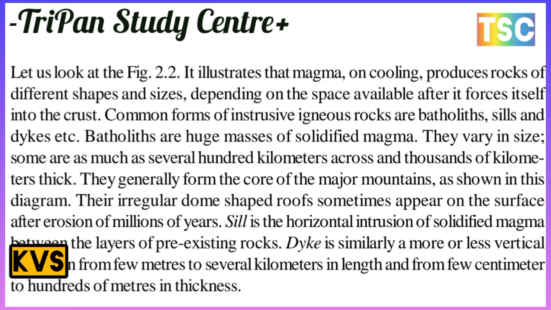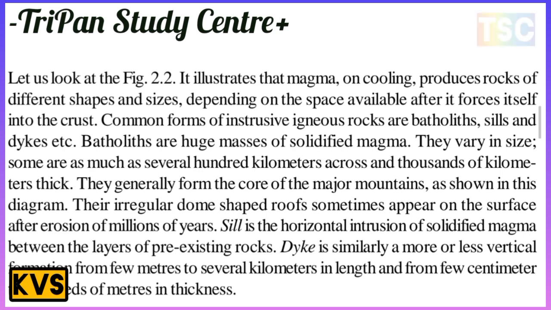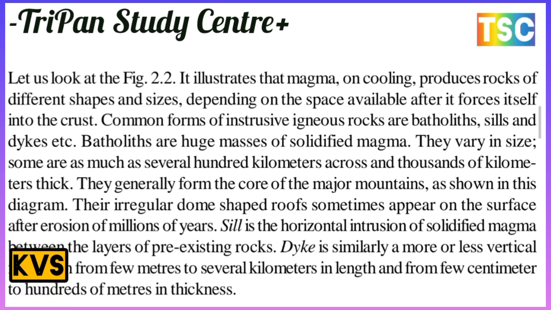The batholiths are huge, massive bodies of solidified magma. They vary in size, some as much as several hundred kilometers across and thousands of kilometers thick, and they generally form the core of the major mountains as shown in the diagram. They have regular domes and shaped roofs and sometimes appear on the surface after erosion of millions of years. A sill is a horizontal intrusion of solidified magma between two layers of pre-existing rock. A dike is a more or less vertical formation of a few meters to several kilometers in length, and a few centimeters to hundreds of meters in thickness.